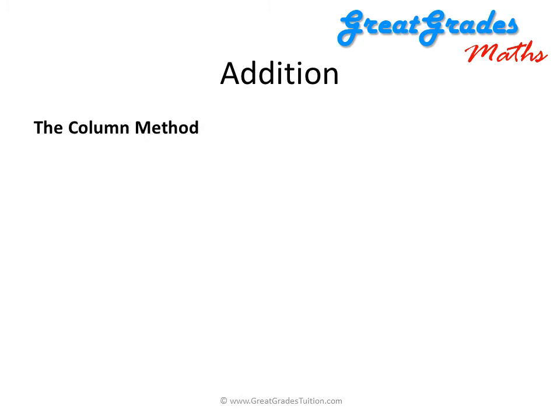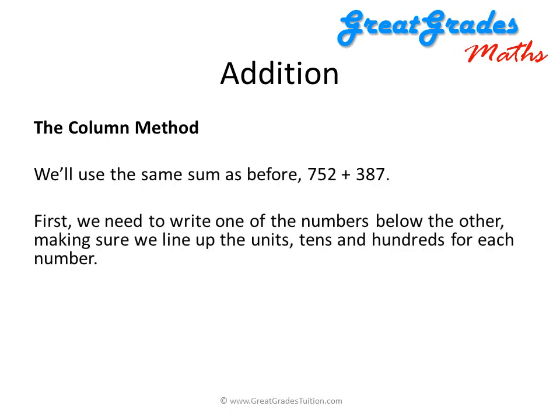Let's try our second method to the same addition, and this is called the column method. First of all, we write out one of the numbers below the other, and we make sure that we line up all the units, line up all the tens, and line up all the hundreds for each number. If we have tens of thousands or hundreds of thousands, we would have to line those up as well. So we set out the sum like this, and notice that the hundreds are lined up, the tens are lined up, and the units are lined up. Now we've done that, all we have to do is add the numbers together.